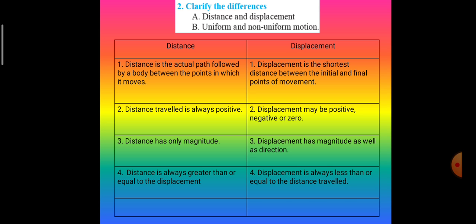Distance has only magnitude. Do you remember what is magnitude? Magnitude is any number of a quantity. And displacement has magnitude as well as direction. Distance is always greater than or equal to the displacement, and displacement is always less than or equal to the distance traveled. So distance is a scalar quantity and displacement is a vector quantity.